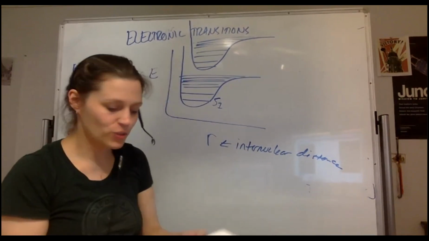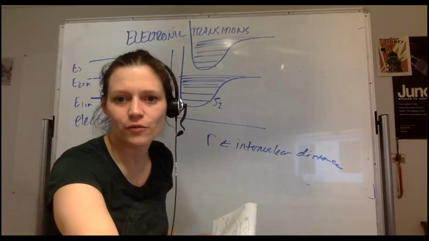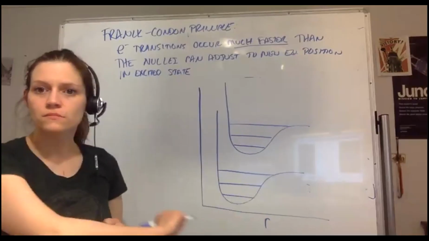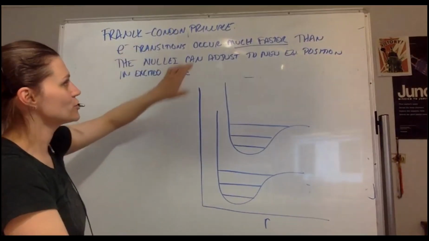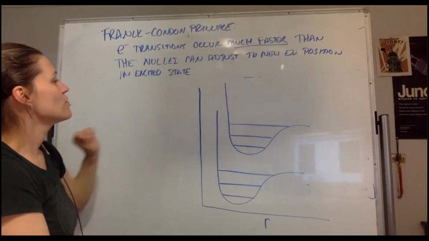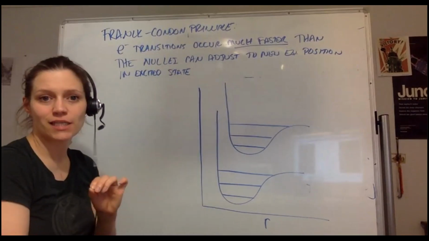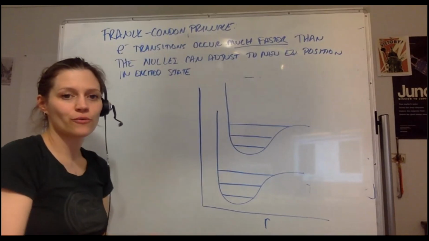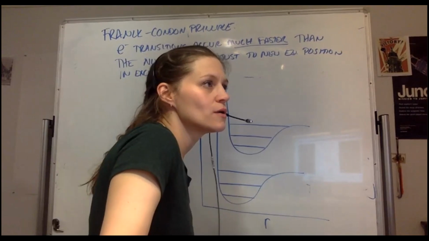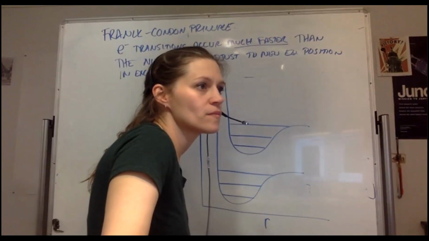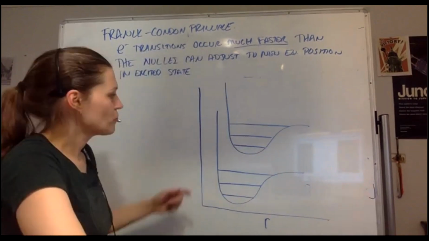Well, the Franck-Condon principle says, actually I'm going to pause and write it on the board and then read it to you. Franck-Condon. It says, electronic transitions occur much faster than the nuclei can adjust to a new equilibrium position in the excited state. So I have for you this picture. Let me move this. So, well, never mind. Hopefully you can see it and the reflection's not causing trouble.